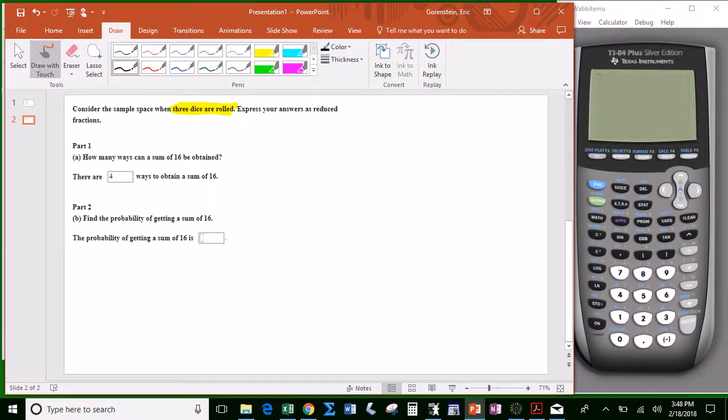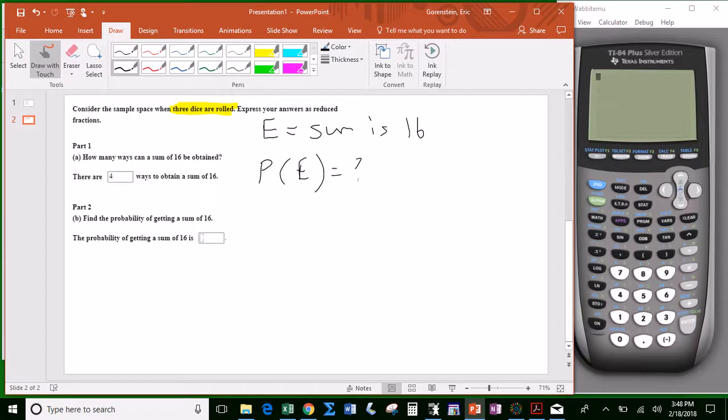So our event that we're looking for, I'll call it event E, is the sum of the 3 dice is 16. Now the question is, what is the probability of this happening? Well, for probability we need two numbers. We need to know how many ways this event can happen and how many ways in total this experiment can play out. So let's start with the numerator.